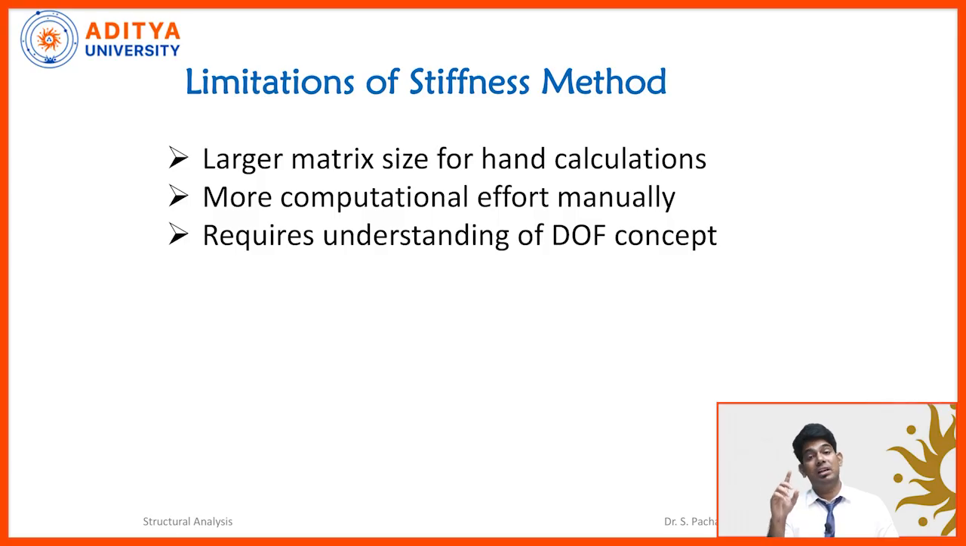So, more computational effort is required for manual calculation. But if it is computer programming, it is going to take a minute only. Requires understanding of the degree of freedom concept. So, in terms of the flexibility matrix method, you should know what is meant by degree of static indeterminacy, and how to calculate that value. In terms of the stiffness matrix method, you should know how to calculate the degree of freedom or kinematic indeterminacy. Then only can we proceed with the problem.